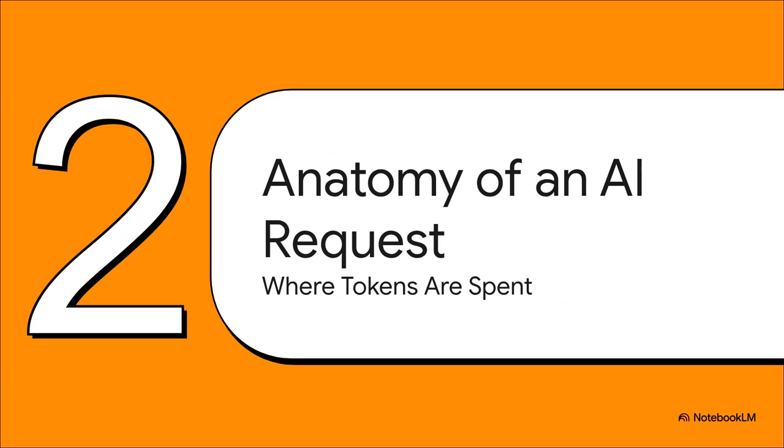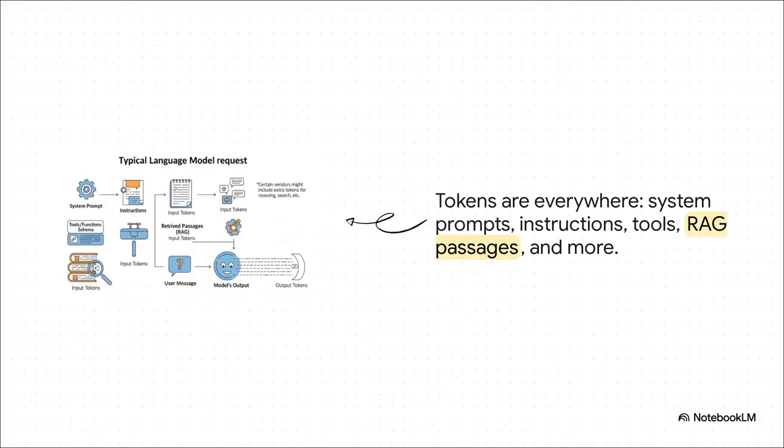Okay, so we know what a token is, but where do they all come from? Let's follow the money. Let's pull apart a standard AI request and find all those hidden token costs. In a real-world scenario, tokens are hiding in plain sight, literally everywhere. It's so much more than just the user's question. You're spending tokens on your system prompt, on your detailed instructions, on defining any tools the model can use, and, this is a big one, on any documents you retrieve in a RAG system. All of that gets bundled together before the model even starts generating a single output token.